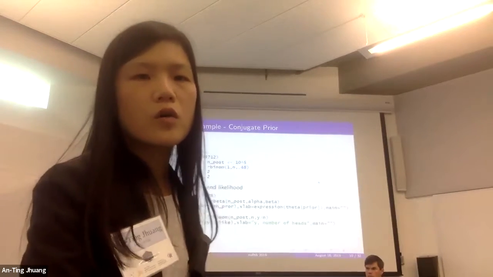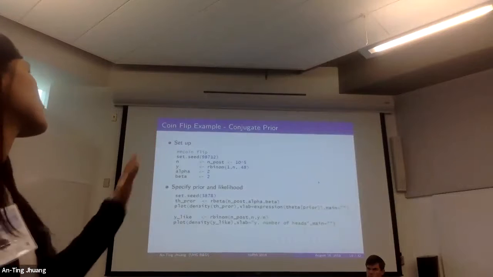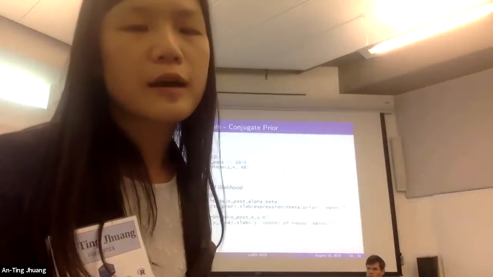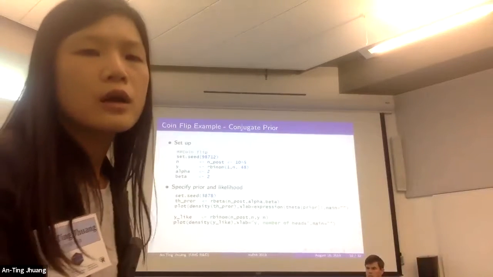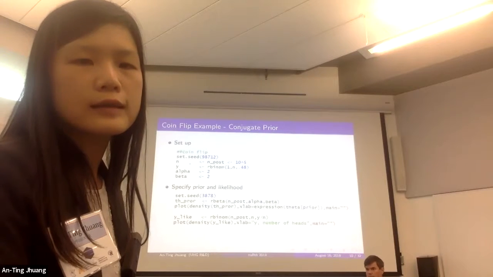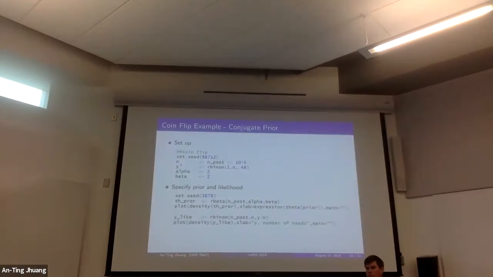Okay, previously we talked about the proof and how to get a Bayesian estimate. Now let's go through that in R. Here is some setup of this example. N is the number of tosses, and m_post is just the size of the posterior sample. y is the number of heads, and alpha and beta I set both at 2 here, and you can always change the values to what you want.